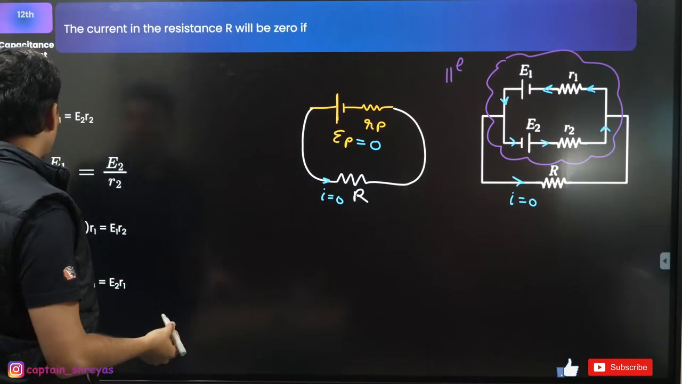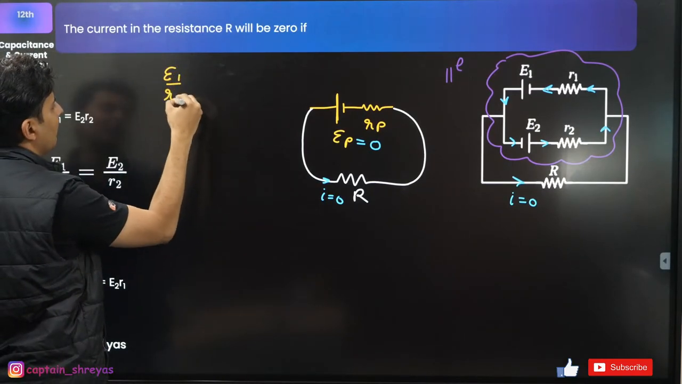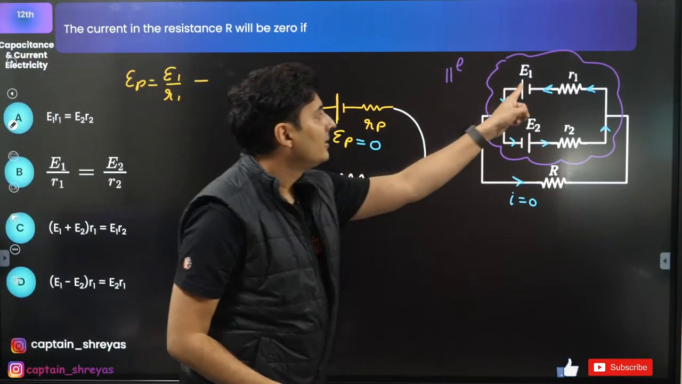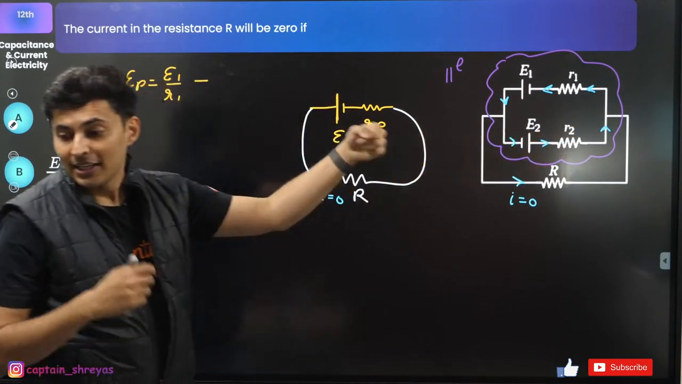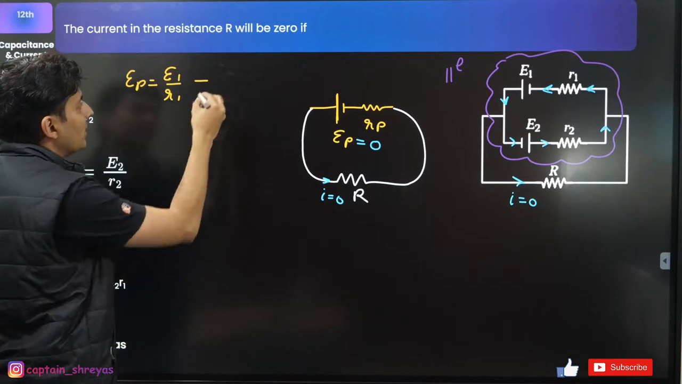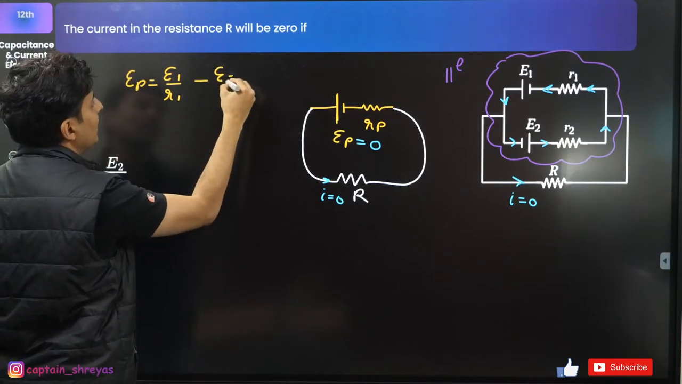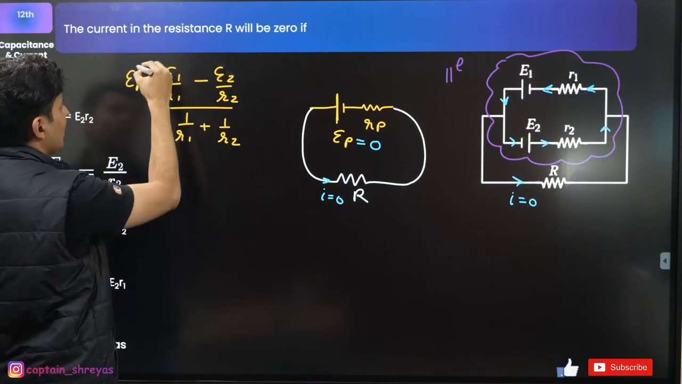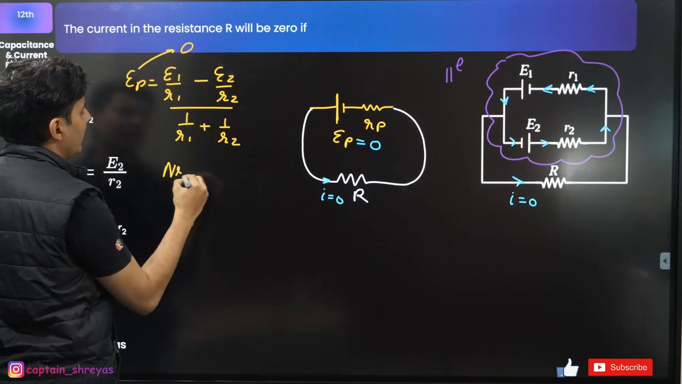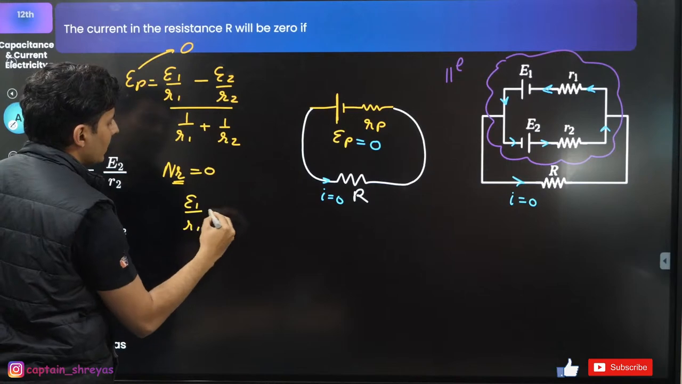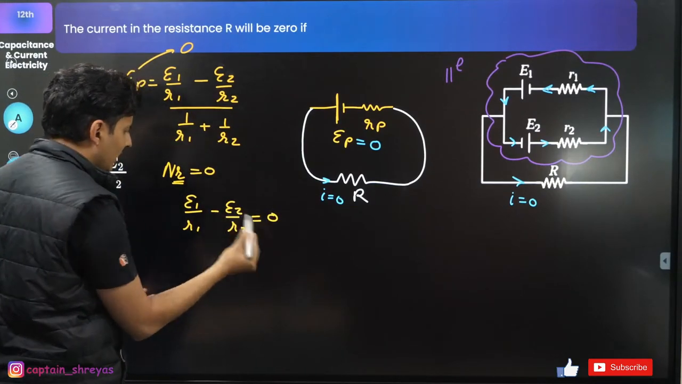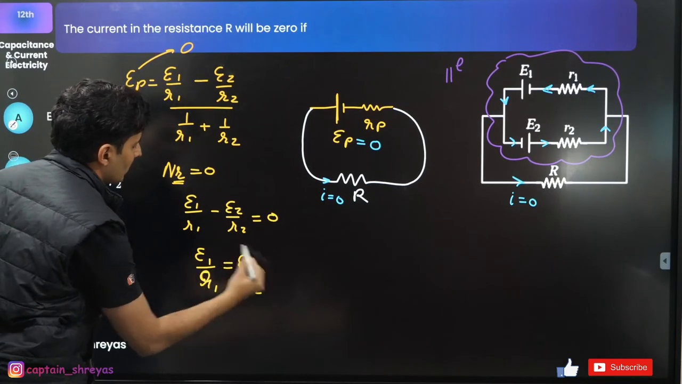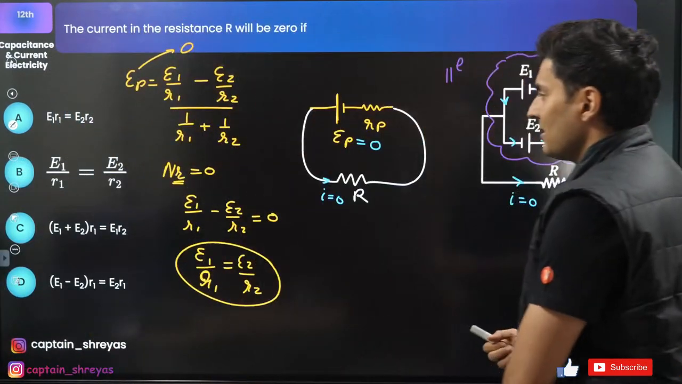When can that happen? I know the formula of EP. It is E1 by R1, but not plus. I'll put minus because this E1 is on the left side and this E2 is on the right side. So I'll put minus E2 by R2. And here I have 1 by R1 plus 1 by R2. Now this numerator is 0. That means E1 by R1 minus E2 by R2 is 0. Denominator, don't worry. Solving further, E1 by R1 equals E2 by R2. That should be the condition. Where is that? Option B.